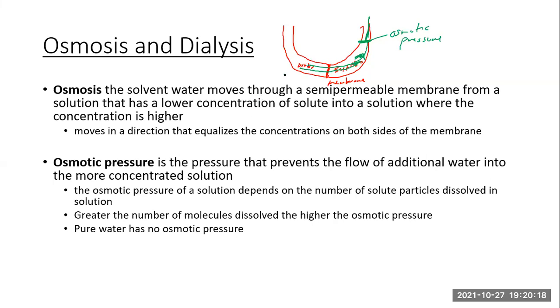The osmotic pressure depends on how many particles are dissolved in a solution. The greater the number of particles dissolved, the higher the osmotic pressure that's involved. Pure water has no osmotic pressure. So for example, a way of measuring osmotic pressure is through something referred to as osmolarity.